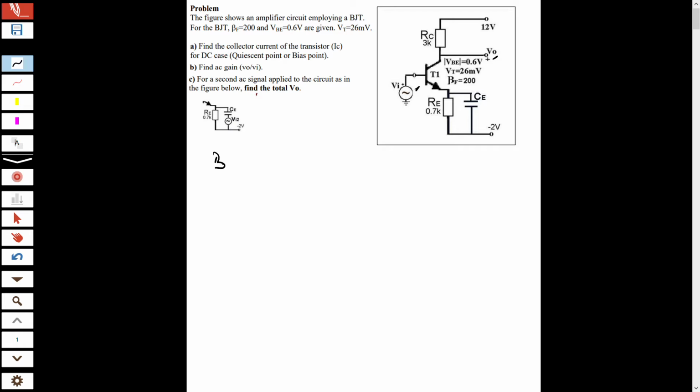In section A, beta forced is given as 200, VBE is given as 0.6 volt, and thermal voltage is given as 26 millivolt. Section A says to find the collector current of the transistor, IC, for the DC case, the Q point or bias point. The Q point is the DC point, do not confuse your mind.